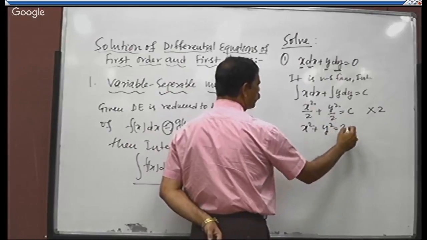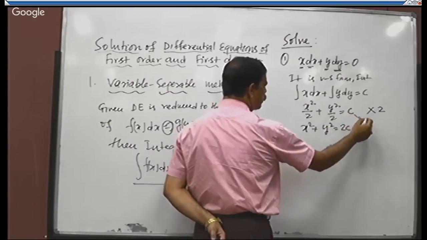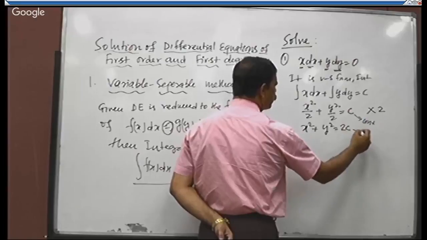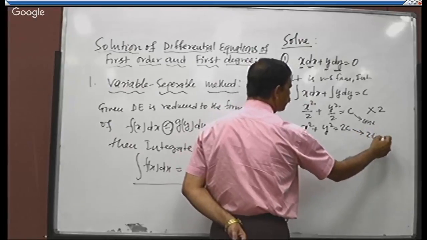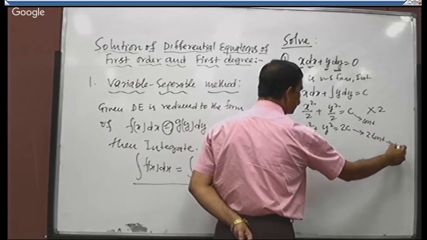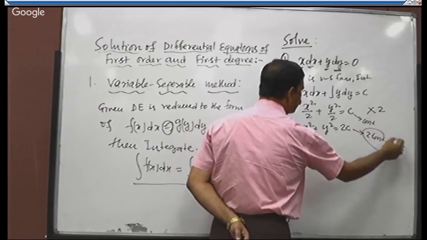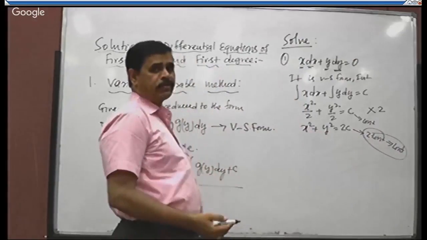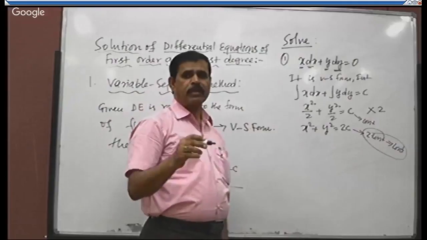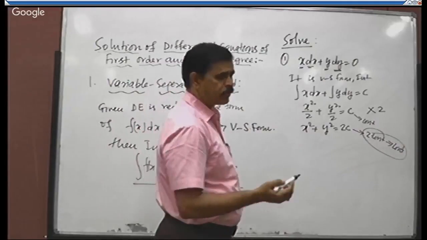This becomes what? 2c. C is constant. Correct? 2c means it is 2 times of constant. What is it? You are getting again constant. Therefore, 2c, 3c, 5c, it is considered as some constant.